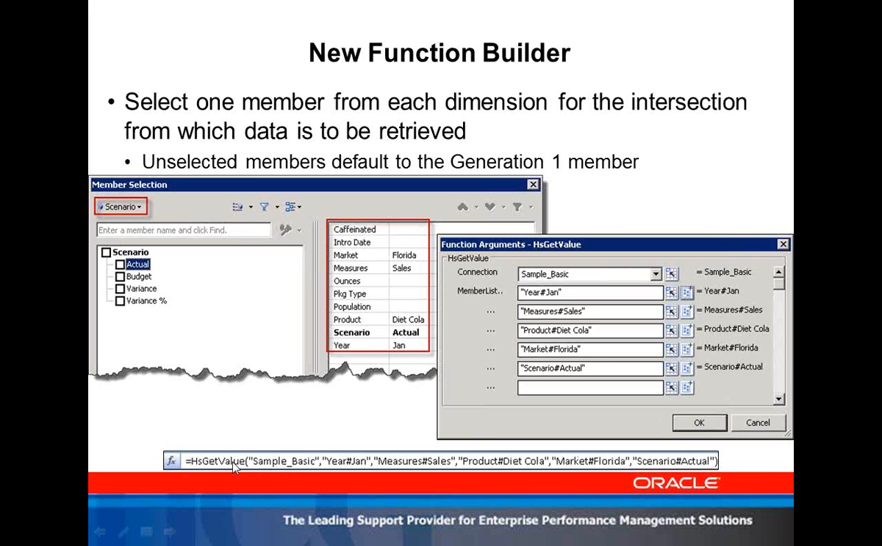And ultimately what that puts into my cell where I started from is this syntax, HSGetValue: get from this database the January intersection of year, the Sales intersection of measures, the Diet Cola from products, Florida from the market, and Actual from my scenario, to produce the value that you get in the cell.